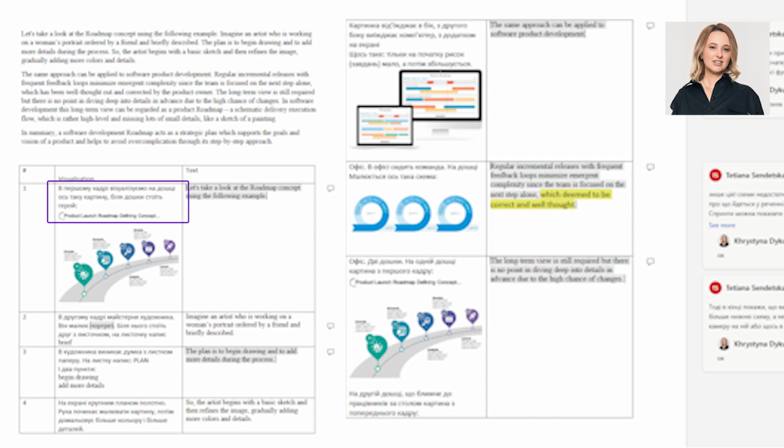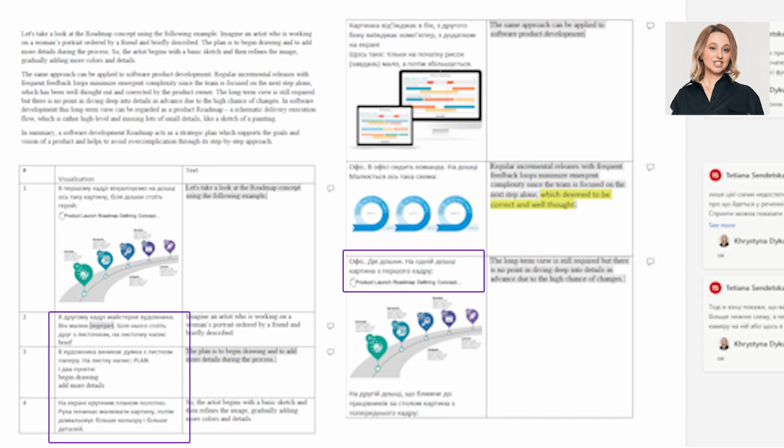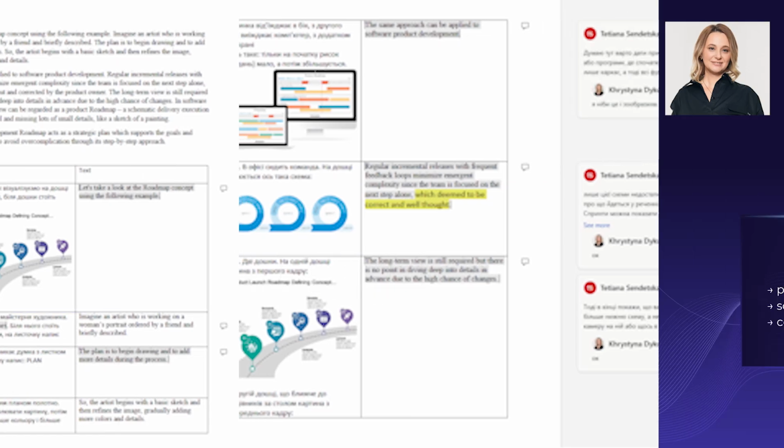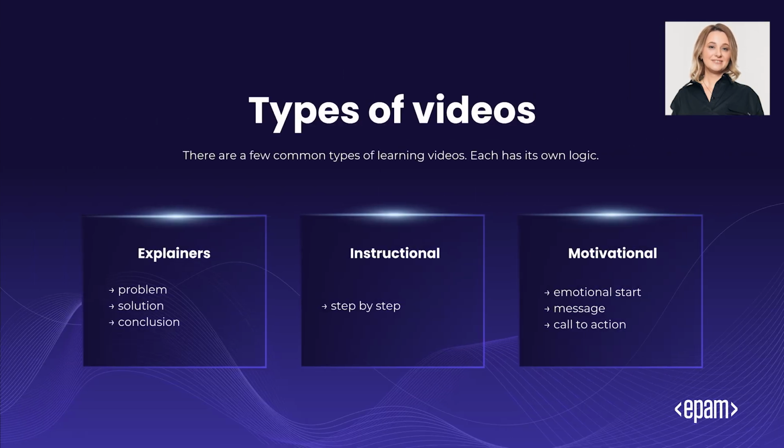In the visualization column, we see a clear description of what should happen on screen, which symbols to use, how to label them, what is commonly shown on this topic on the internet, and how we can adapt it in the animation. Let's take a look at types of videos and how to script them.